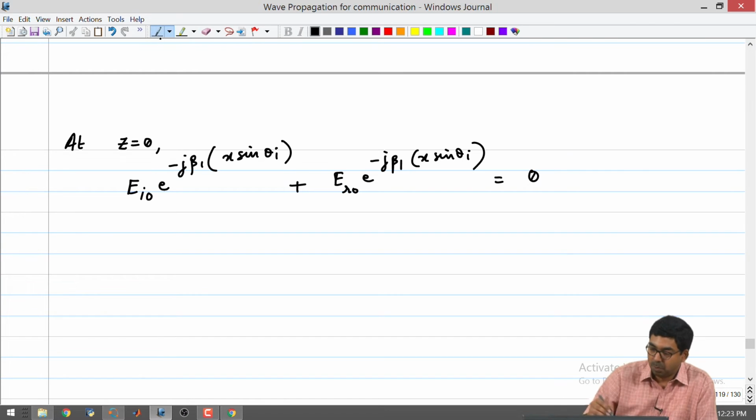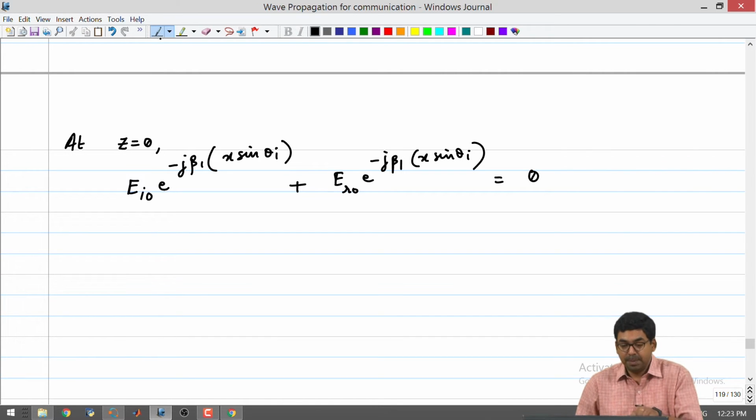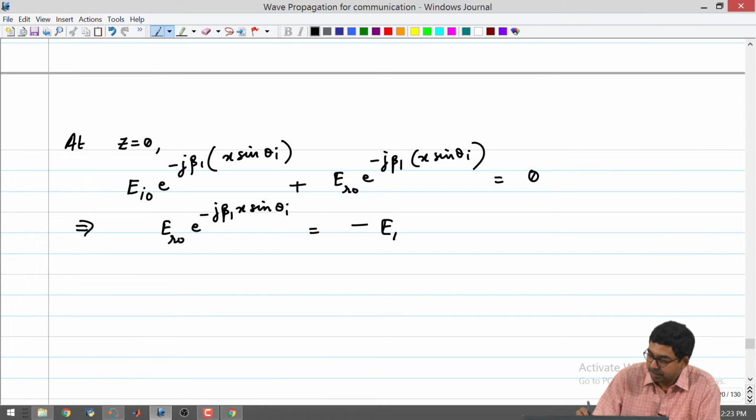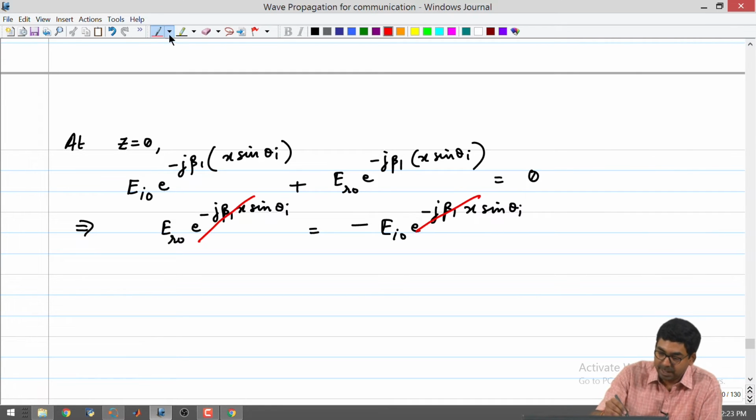Now, what do these mean? This means that the sum of these two is equal to 0, or I can say that rearranging, Er naught e to the minus j beta 1 x sin theta I is going to be equal to minus EI naught e to the minus j beta 1 x sin theta I. I have some common terms, can cancel them, and then this will give me the inference that Er naught is equal to minus EI naught.